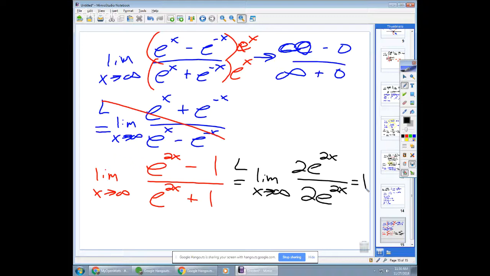So L'Hopital's rule is powerful and it applies to a lot of different situations. It doesn't apply to all situations. Before you use it, you've got to make the thing look like 0 over 0 or infinity over infinity. And then you can apply it.